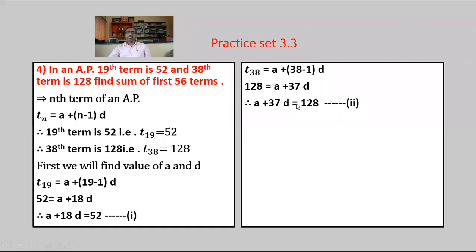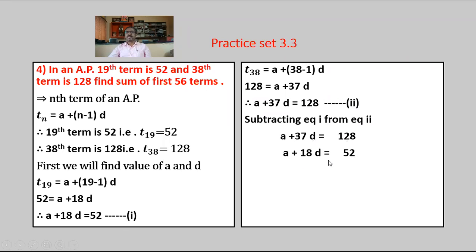Equations 1 and 2 are simultaneous equations. Therefore, subtract equation 1 from equation 2. a plus 37d is equal to 128. a plus 18d is equal to 52. Subtract equation 1 from 2.